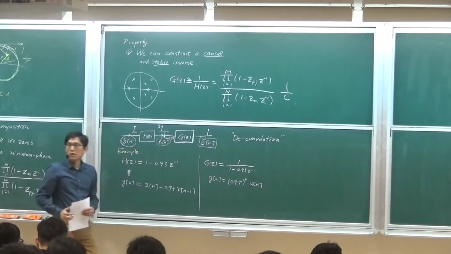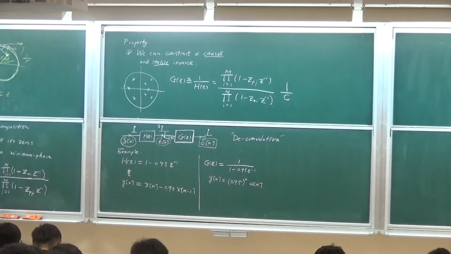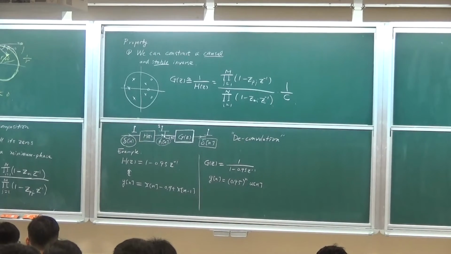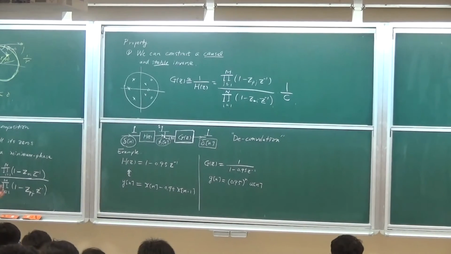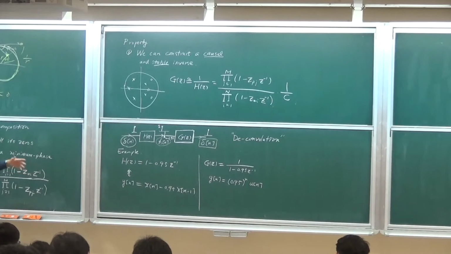So far we talked about the minimum phase system. The minimum phase system is a special kind of system for which we can always perform deconvolution. That's what this is an example of. Any questions? Any comments here? Anything that is unclear here? Okay, deconvolution.